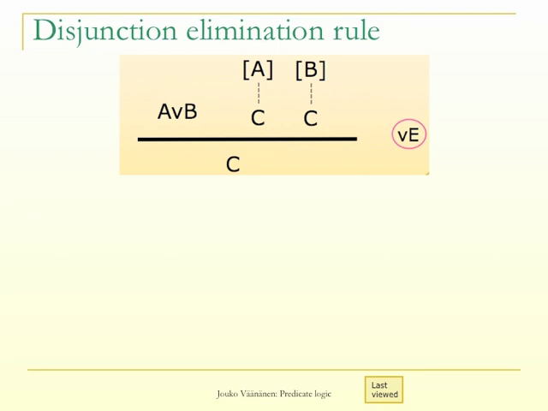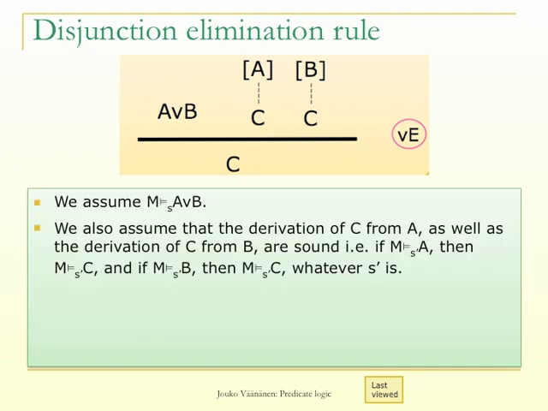Whatever shorter means, it is obvious that these deductions are shorter than the whole original derivation of which these are parts. So, by induction hypothesis, the derivation of C from A as well as the derivation of C from B are sound. That is, if S prime is any assignment that satisfies in M the assumptions B1 to Bn, and moreover S prime satisfies A, then S prime satisfies C. And if S prime satisfies B, then also S prime satisfies C, whatever S prime is. We show that now S satisfies C.